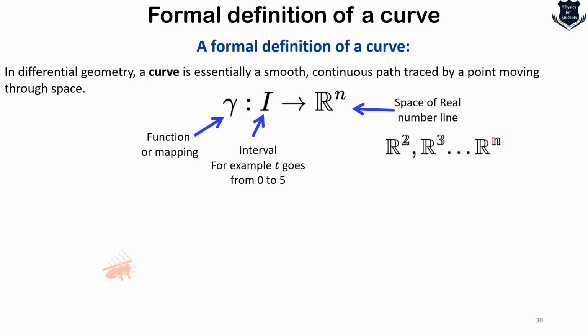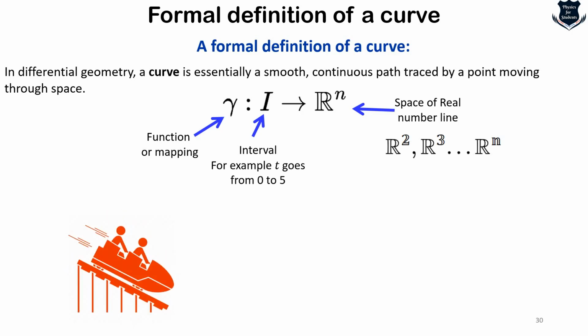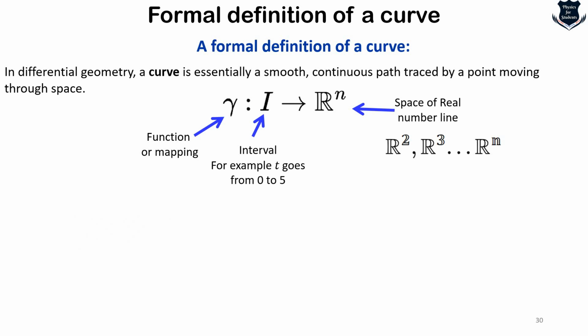So what it says is, if you input a value t from the interval I into the function gamma, it outputs a point of a space, either 2D or 3D.